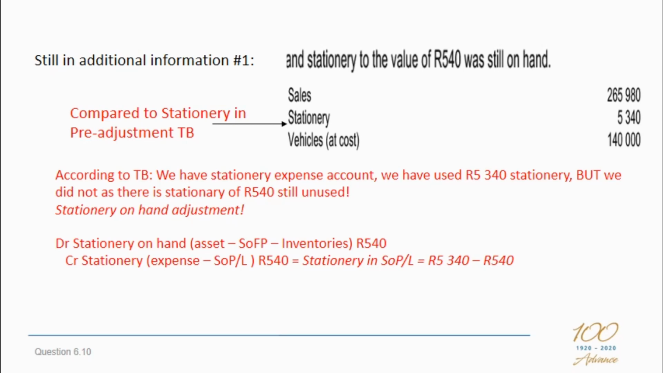Therefore, if we had to do the adjustment of stationery on hand, we would have debited stationery on hand and credited stationery. Whereas stationery on hand would be recognized as part of our assets at the end of the financial year in the statement of financial position. It will form part of our inventories, but we would also have a stationery expense, which we need to decrease with what is still on hand.